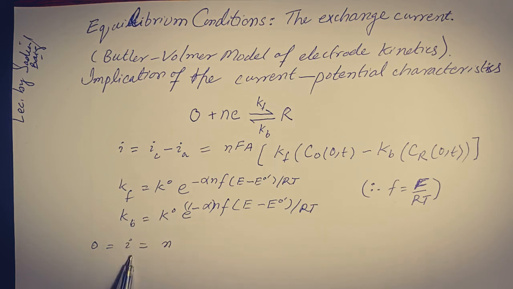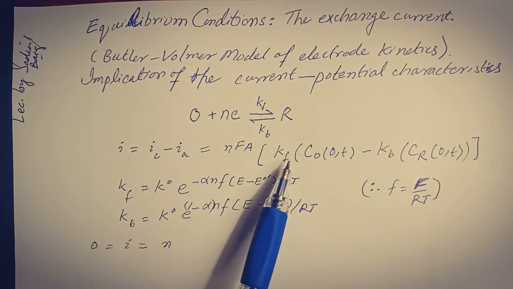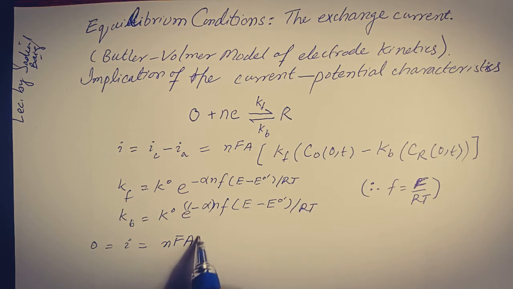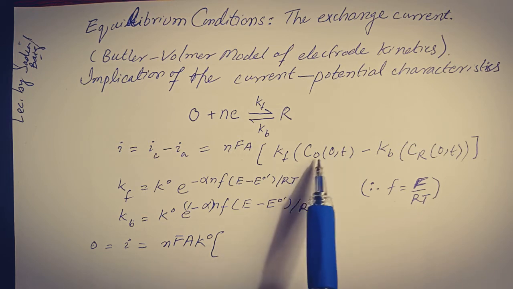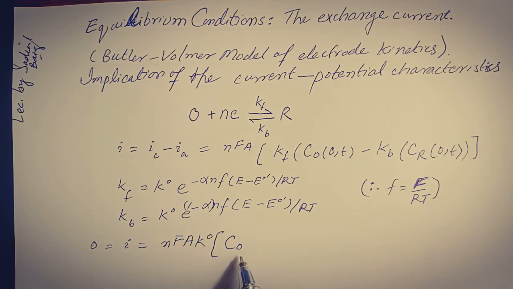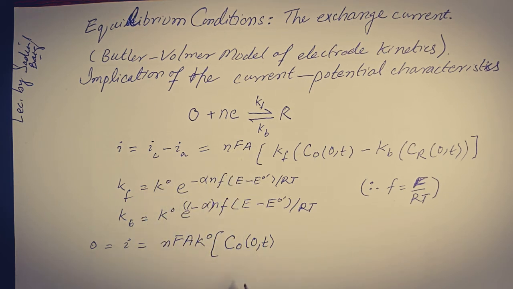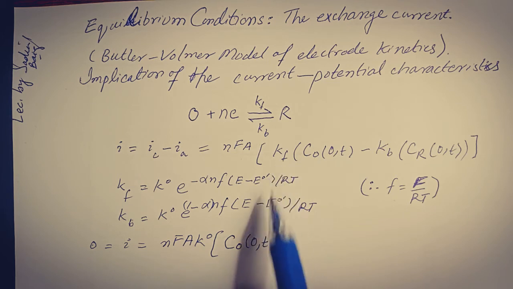So here we have 0 equal to the current. So here we can put in the values of Kf and Kb from these two equations. So we get the equation where K naught is the standard rate constant, and here we have the concentration term, that is the concentration of oxidized species at the surface of the electrode at a particular time, and this term is common with the standard rate constant with this exponential term which is related to the rate of forward direction.